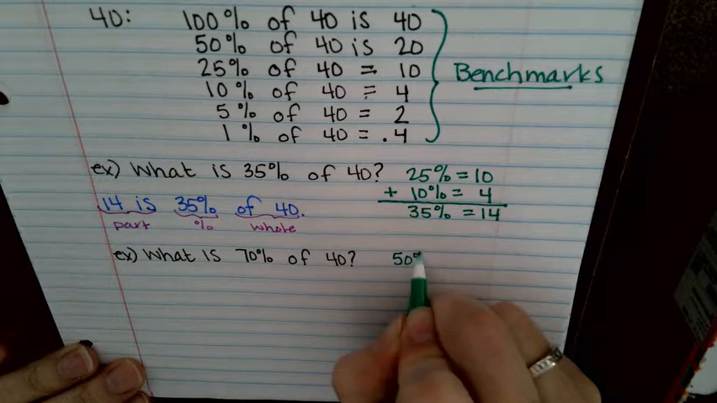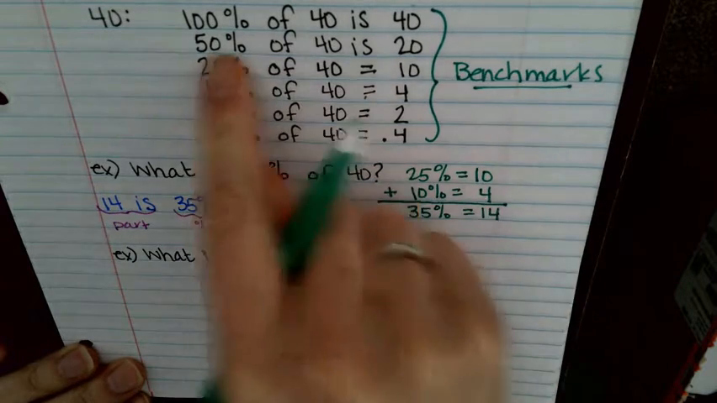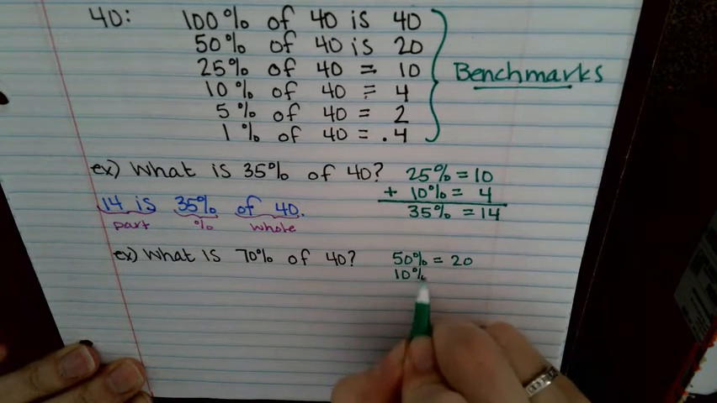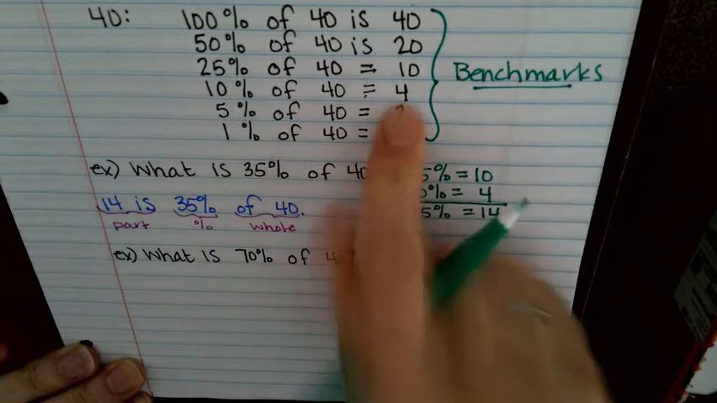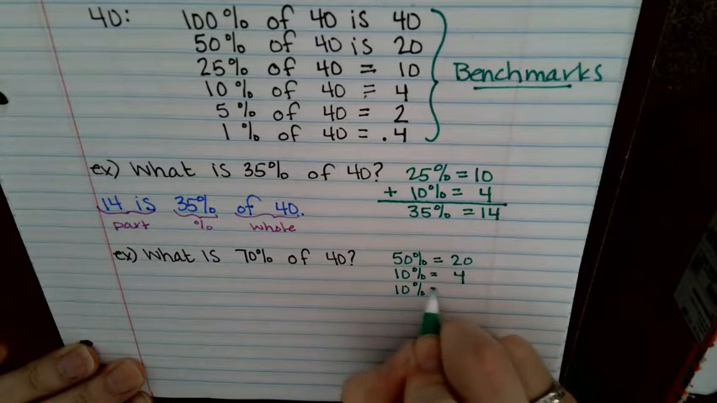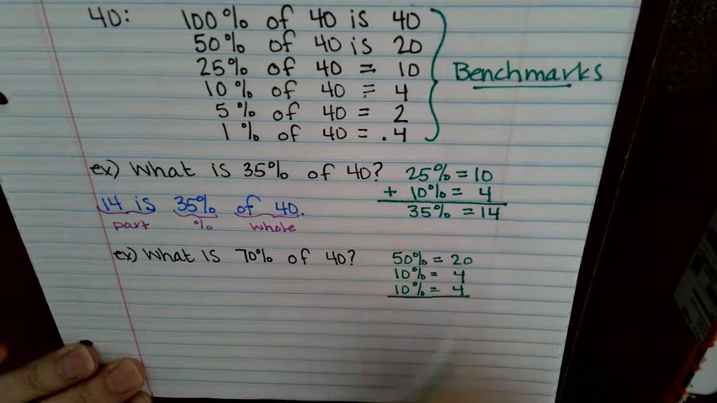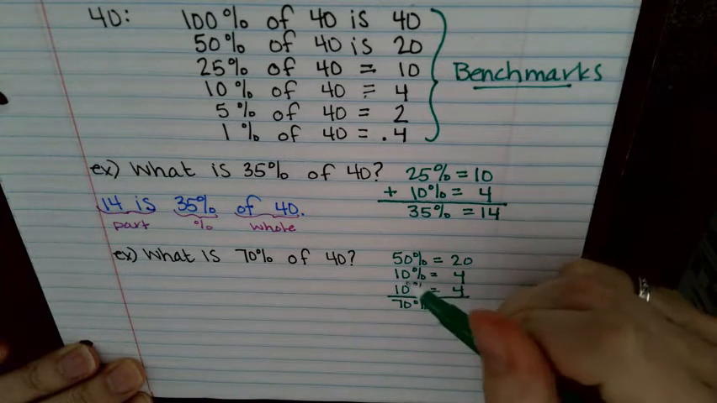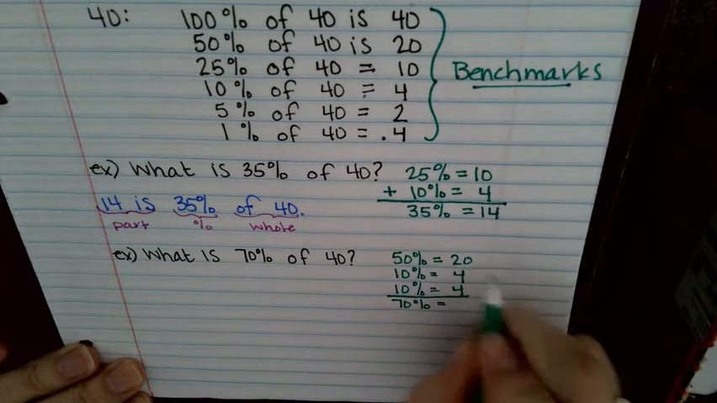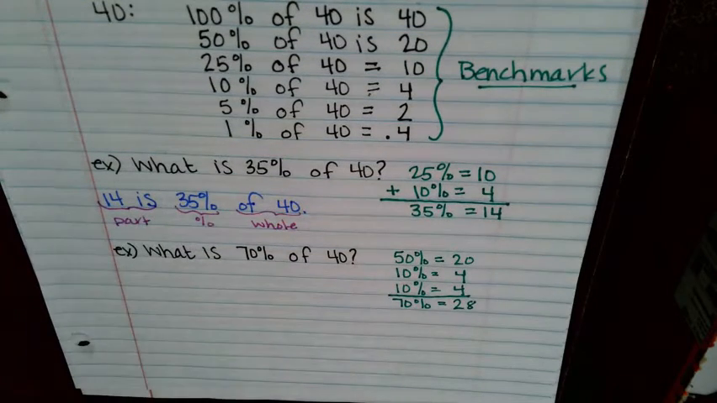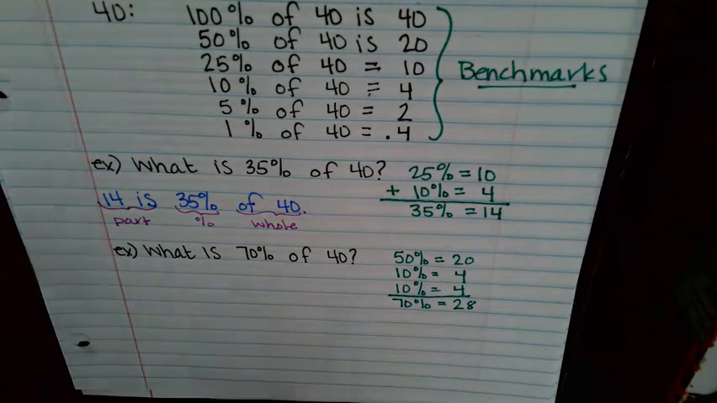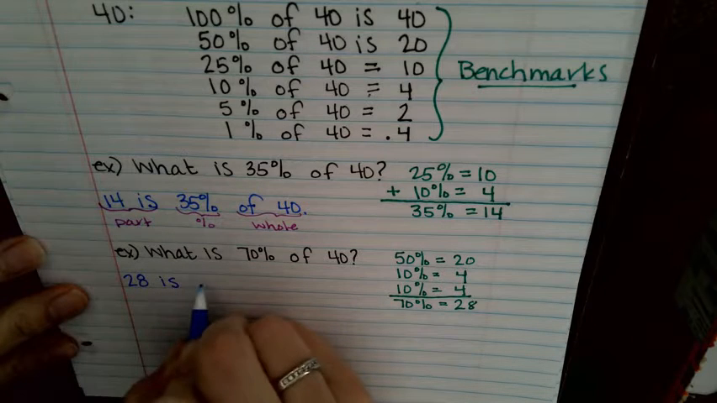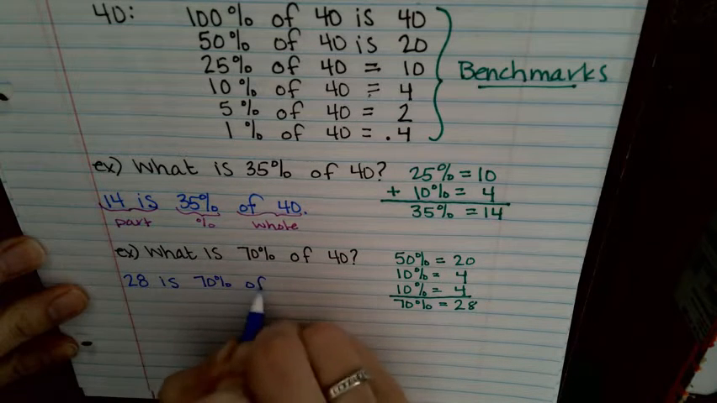So 50% equals, right here, 20. And then I'm going to do 10%, which equals 4. That comes from right there. And 10%, which equals 4. And when I add those together, I get 70%. Did you see how 50 plus 10 plus 10 is 70%? Equals 28. And that means that 28 is 70% of 40.